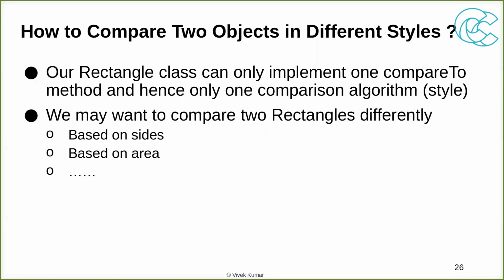So now, what if you want to do comparison using more than one different style? For example, you may want to compare just on side A and not on side B, or vice versa. Or if you just want to compare based on the area. So how do you accomplish that?